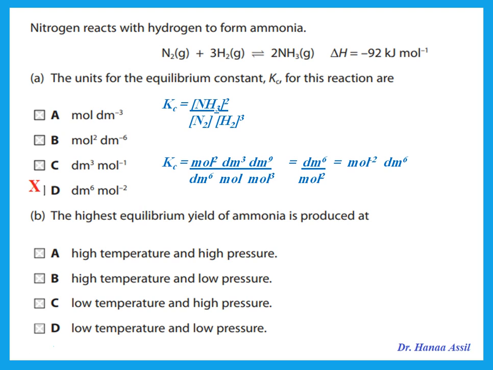The highest equilibrium yield of ammonia is produced at what? Okay, what would cause a lot of ammonia to be formed?